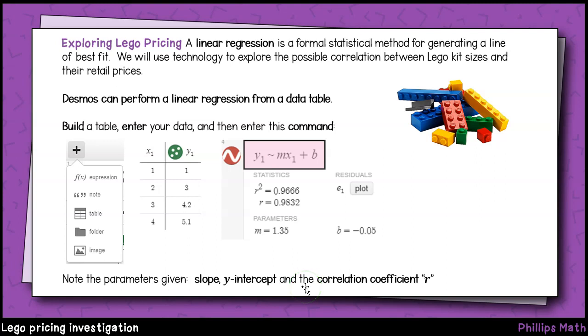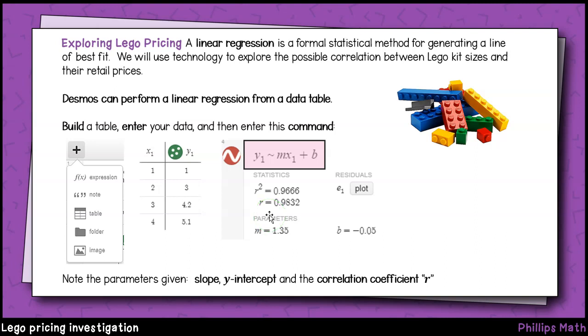I want you to focus on 3 key items for the output. First, notice the slope, m. That will be the rate per piece. In other words, this output implies that the cost is $1.35 per piece in the Lego kit. The y-intercept, or b, tells you the additional or non-piece count related costs. This might be packaging, marketing, transportation of the product to the store, or possibly promotional prices if we were accounting for that sort of thing.